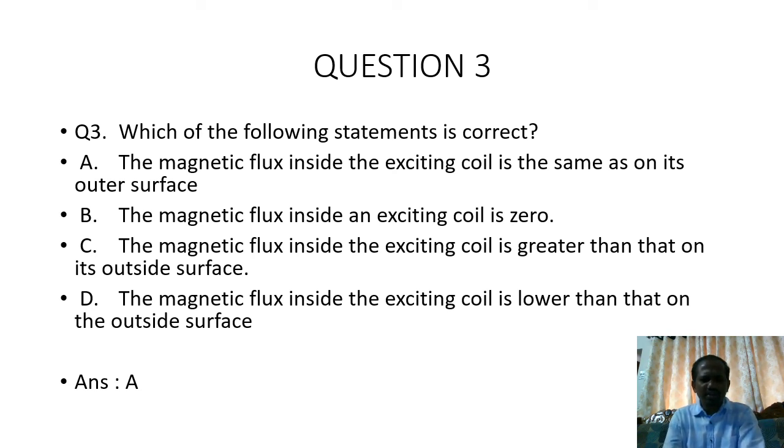Do all of you understand the question? Which is the correct statement? Listen carefully and give the answer. The magnetic flux inside the exciting coil is the same as on its outer surface. The magnetic flux inside an exciting coil is zero. The magnetic flux inside the exciting coil is greater than that on the outside surface. Wrong. The magnetic flux inside the exciting coil is lower than that on the outside surface. Wrong. The magnetic flux inside the exciting coil is the same as on its outer surface. Both are the same. Then answer A is correct.